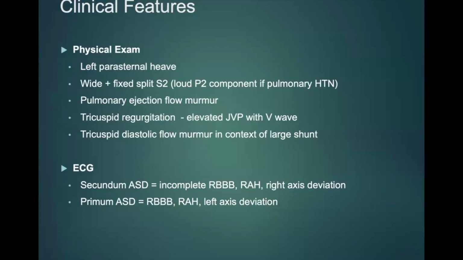ECG abnormalities that are common with ASDs depend on the type of the ASD. So primum ASDs predominantly involve the interventricular septum and the endocardial cushions. And because you have a defect in the septum where the conduction pathway moves through, you're going to have more pronounced defects. So typically they have a complete right bundle branch block and a left axis deviation, whereas secundum defects, just because they're where the fossa ovalis or PFO is, you typically just get an incomplete right bundle branch block.